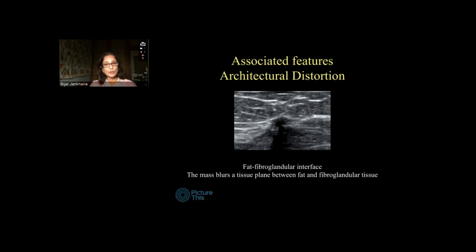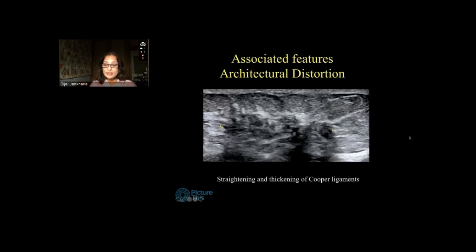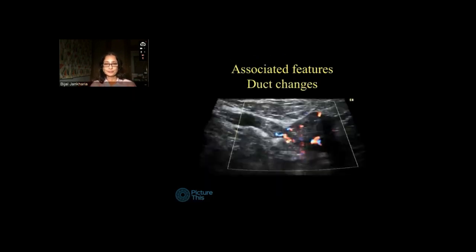It can also include a few other things. That means straightening and thickening of Cooper's ligaments. You remember the Cooper's ligaments I showed you earlier? For example, here, this is a Cooper's ligament. This is another one. But look at this one. It appears a lot thicker, and normally they could be a little curvilinear, but here they're just straight. And there is a lesion here with architectural distortion at the parenchymal fat interface, and we can see straightening and thickening of the Cooper's ligaments, and this is also termed architectural distortion.